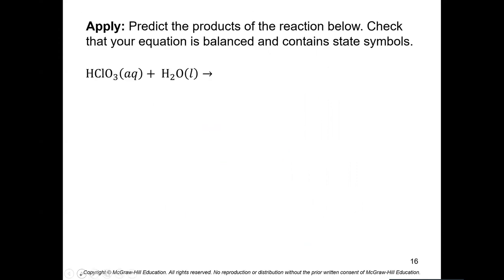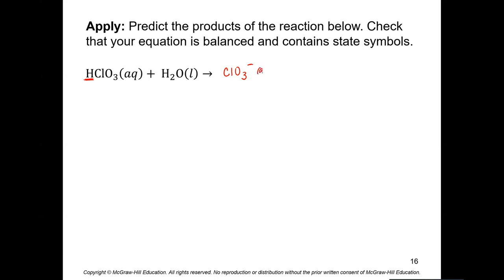Okay, so now we're going to put everything we've learned together in order to predict the products of a reaction. The first thing that I notice is that I have HClO3. This hydrogen here in the front is telling me that this is likely an acid. So HClO3 is going to dissociate. Specifically, it's going to donate that H as a proton, so this H is going to leave behind its electron. When HClO3 loses that proton, it becomes ClO3- because that hydrogen left behind its valence electron.